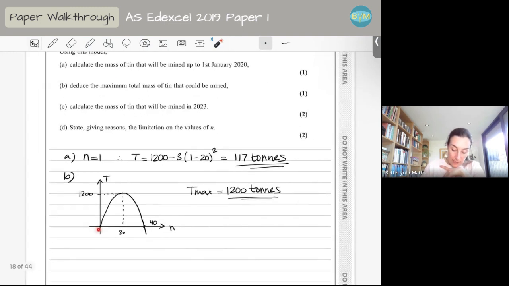Or if you find the root, remember the quadratic is completely symmetrical. So if I have a root here and a root here, in the midpoint, I'm going to have my maximum or my minimum. So there are a few ways of finding it.